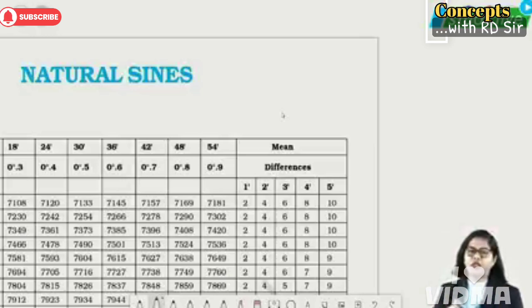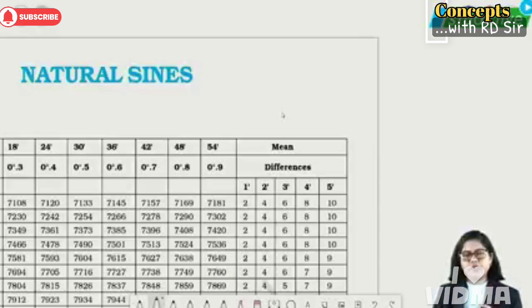See, already you have learned in trigonometry that sine 45 is 1 by root 2, cos 45 is 1 by root 2, sine 30 is 1 by 2. These are all formula values you have learnt. But other than 30, 45 and 60, if any other number comes, then how to check from the log table? This is what we are going to learn today, right?